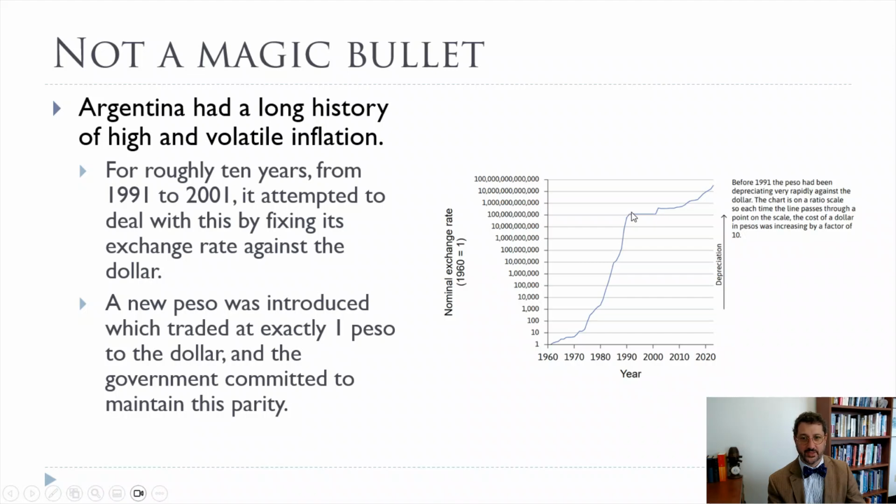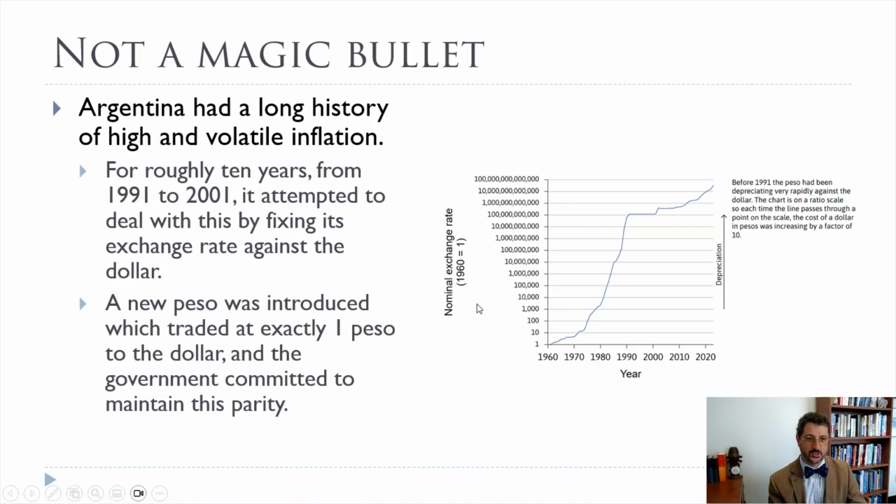Then in 1991, they got a new currency. They introduced a new peso, and they said this is going to be equal to $1. And that worked for a while, right? You can see it worked, but then they had to devalue. That increased the nominal exchange rate. Then the nominal exchange rate was allowed to increase again. And note that this axis is a ratio axis, right?